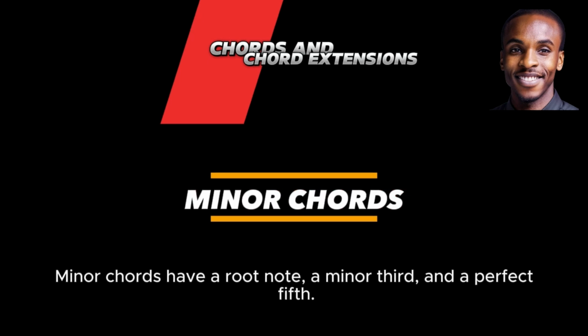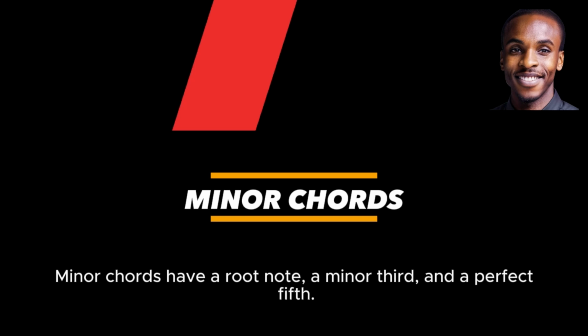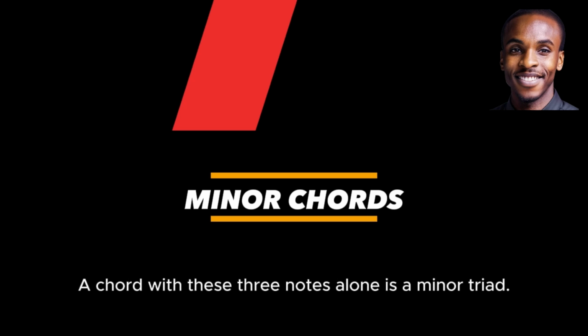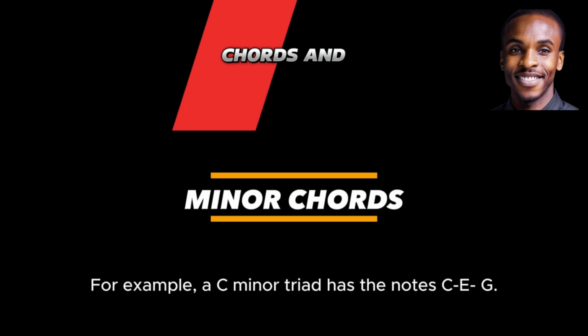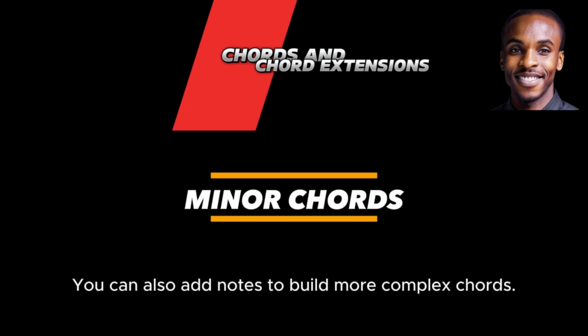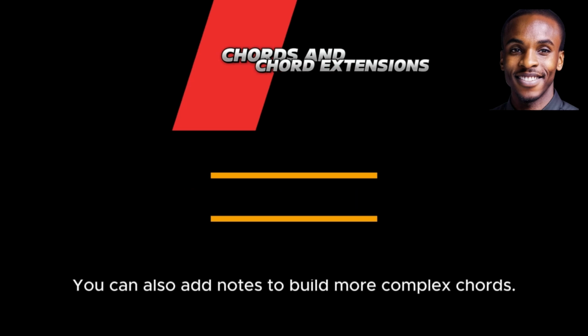Minor chords. Minor chords have a root note, a minor third, and a perfect fifth. A chord with these 3 notes alone is a minor triad. For example, a C minor triad has the notes C, E flat, G. You can also add notes to build more complex chords.